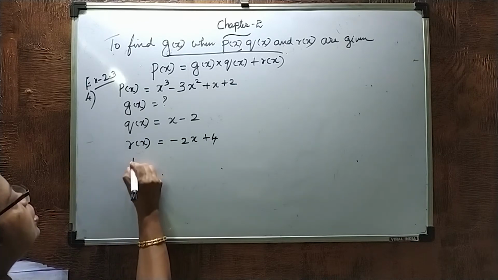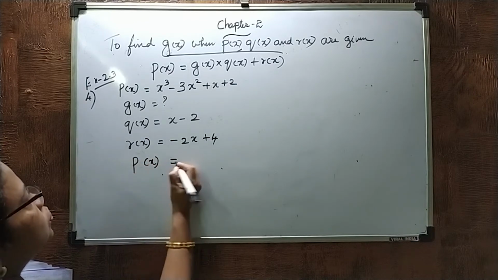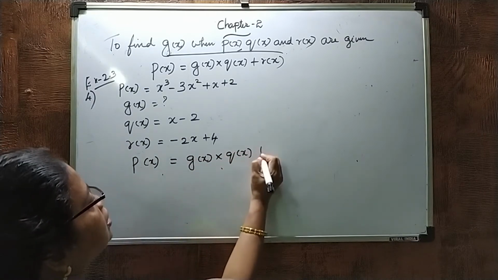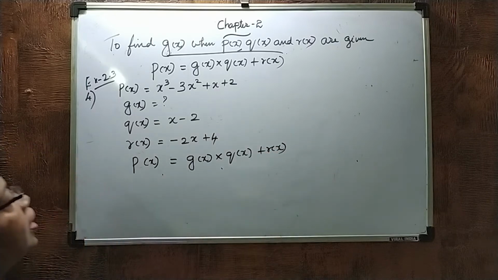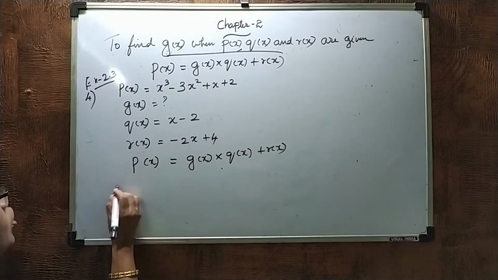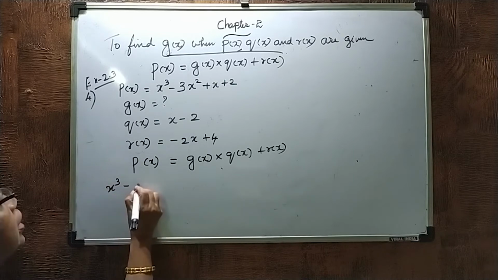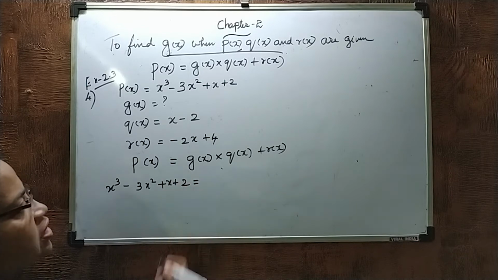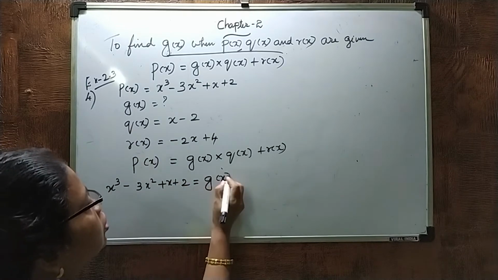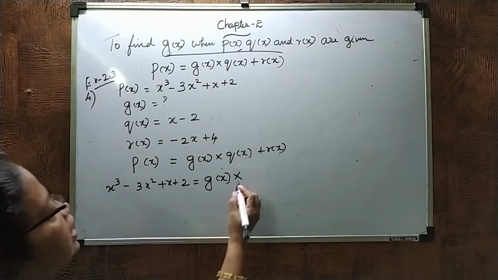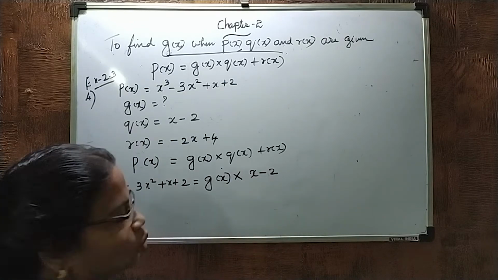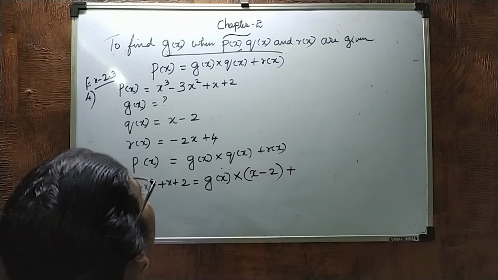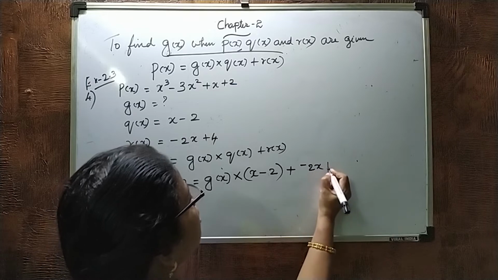So you have to write the division algorithm. P of x is equal to g of x into q of x plus r of x. Now apply p of x: x cube minus 3x square plus x plus 2 equals g of x, which you have to find out, into q of x, which is x minus 2. Two terms are there, so keep it in brackets. Then plus r of x, which is negative 2x plus 4.